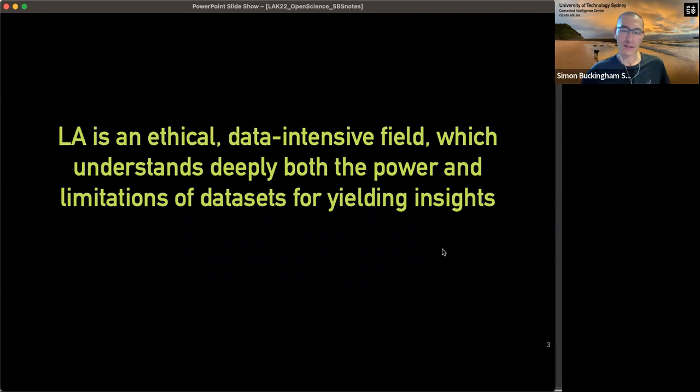So first thought, well, look, learning analytics is an ethical, data-intensive field. We pride ourselves on thinking ethically about data, and we understand both the power and the limitations of data sets for yielding insights. And that's a principle that we can extend from simply thinking about the way that we use data sets as educational institutions or presenting data back to educators or students. Now we're talking about sharing data with our peers, potentially unknown peers, but sharing that data in ways that are insightful and helpful. We should know something about how to do that, right?